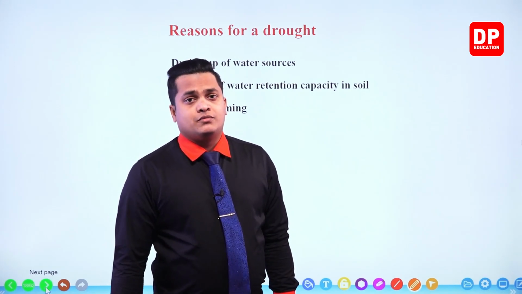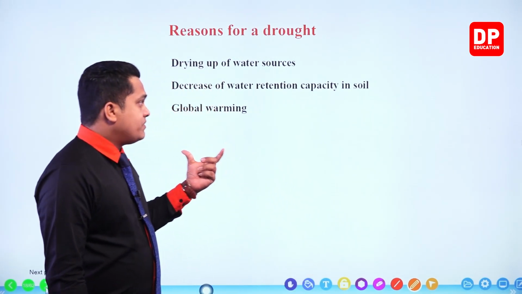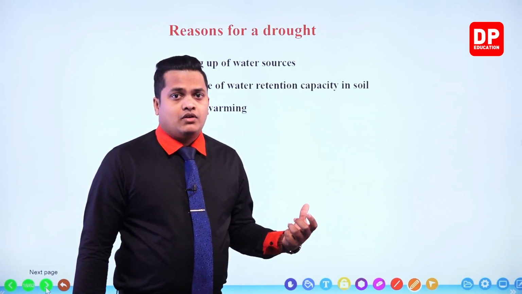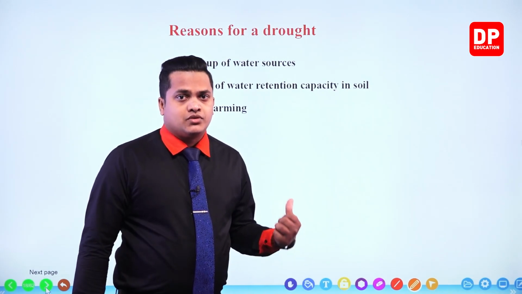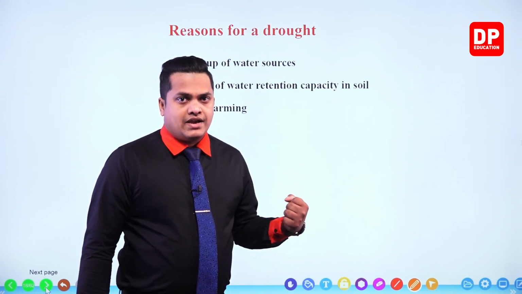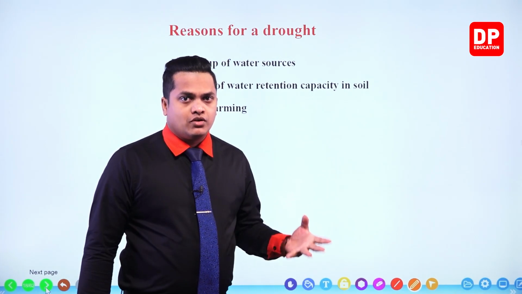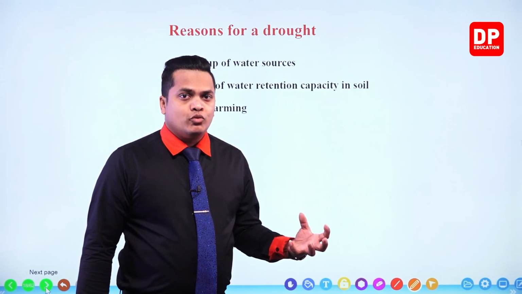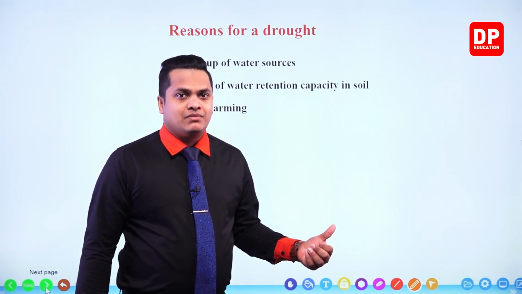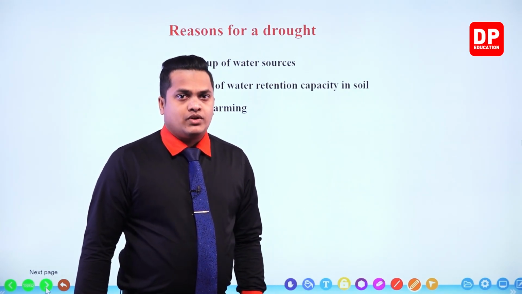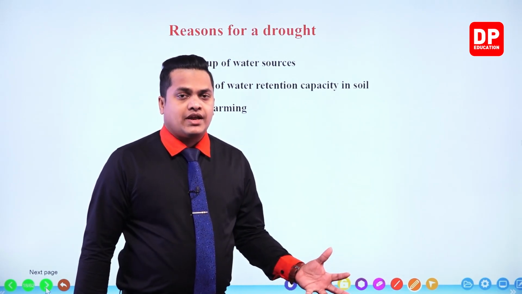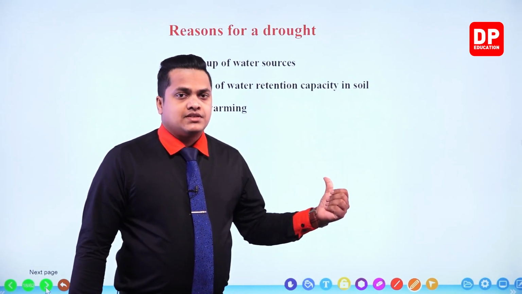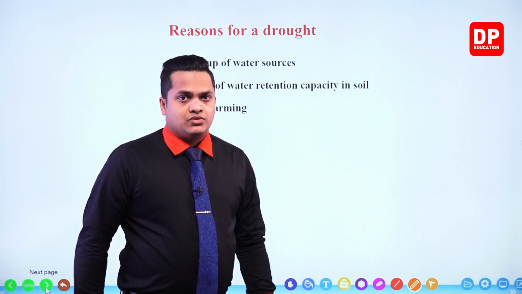Okay. And also, my dear children, global warming is also a main cause of drought. Earlier I have explained to you about global warming, right? It is a main human activity. So we'll be discussing global warming after this one also. When we are discussing the human activities, we'll be discussing it mainly, right? So these reasons are also going to cause droughts as well.